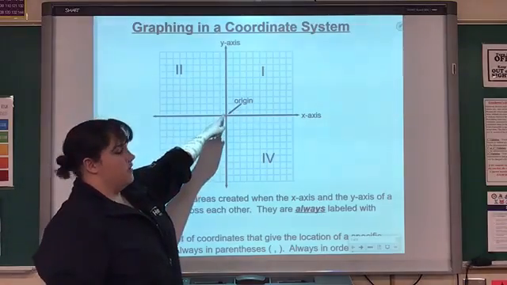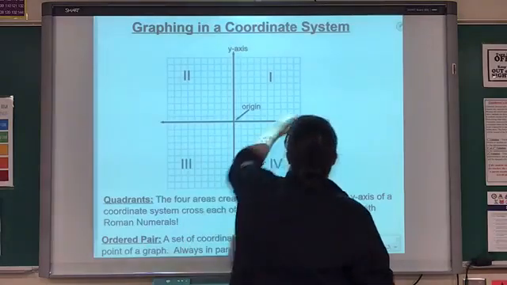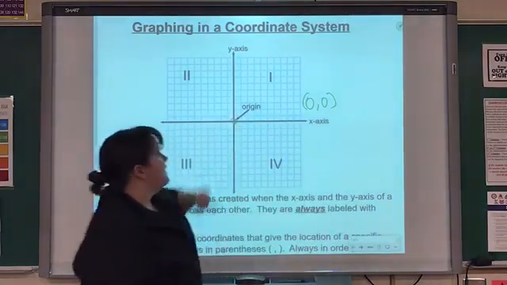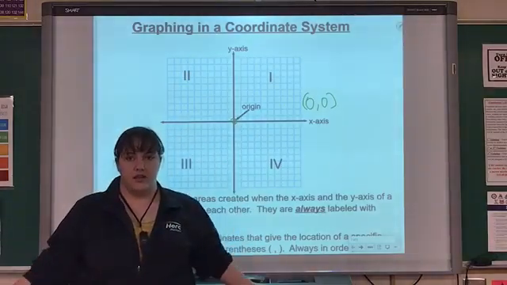In the middle, we have this point, 0, 0, okay? That's right in the middle right here. That's called our origin. That's where we're starting everything from.